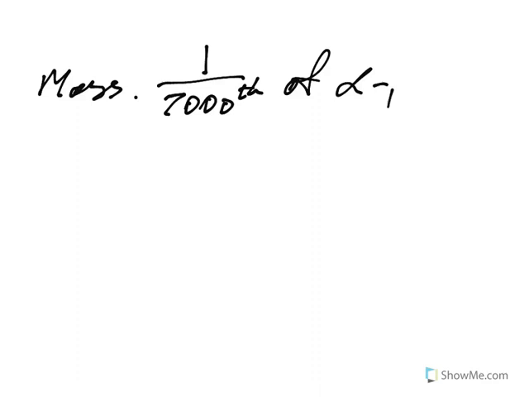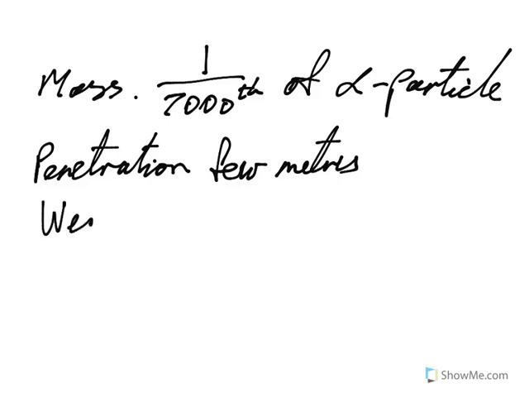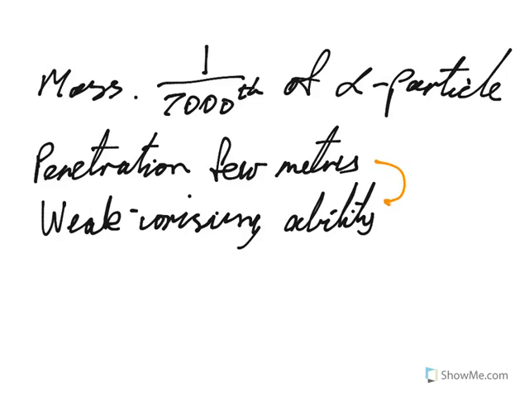Now the mass of these things in comparison to an alpha is 1/7000th, so tiny in comparison. Now for absorption and penetration, because they're smaller and lighter, they go a few metres in air. And lead, as it says, 3.5 centimetres. So they're weak at ionising ability. And as I said before, these two things are connected.